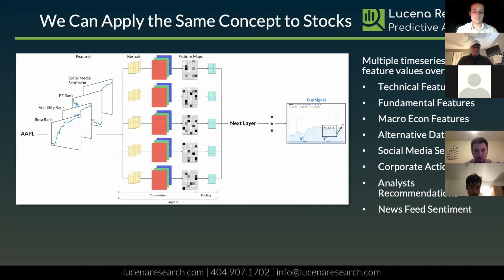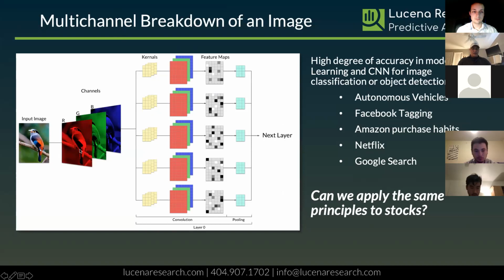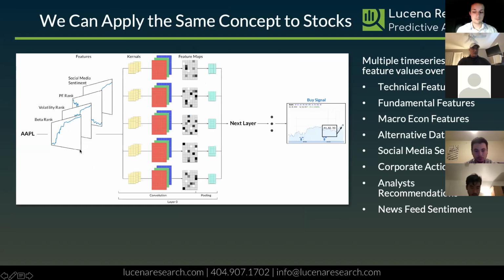In a very similar fashion to how you have a complex image structure with multiple channels overlaid on top of each other to create the full image, we can take the very same concept and create multiple images of time series representations of factors, whether it's how the PE ratio transformed over time, how volatility transformed over time, or how the price moved over time. Look at all these things together and you create multiple channels that represent the state of Apple at any given time.